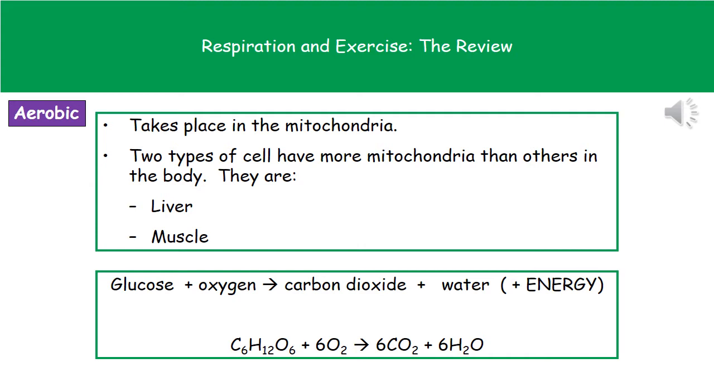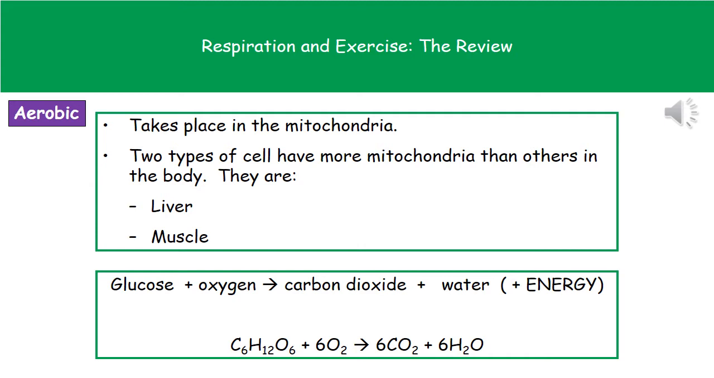So your word equation, first of all, for aerobic respiration is glucose plus oxygen makes carbon dioxide plus water. Now, the reason that the plus energy goes into brackets is because energy isn't actually a chemical. So if we're writing a word equation, then we shouldn't actually include the plus energy technically, because it's not a chemical, therefore it's not something being made as a result of that. It's a byproduct and it is energy.